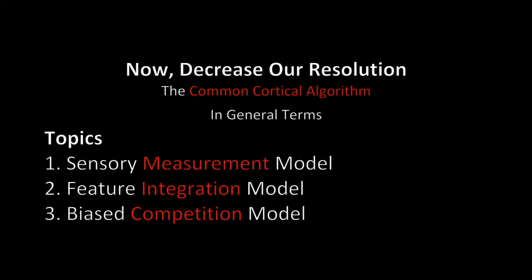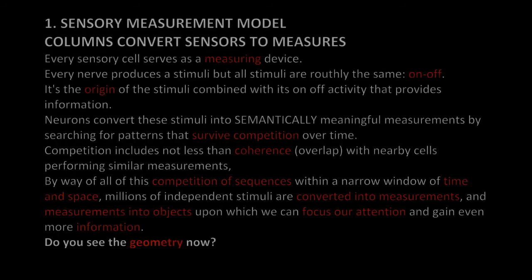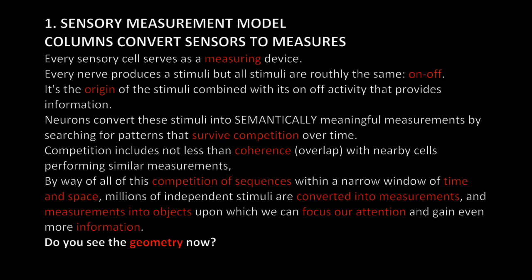Now let's decrease our level of resolution a bit and review the cortical algorithm in more general terms. 1. Columns convert sensors to measures. Every sensory cell serves as a measuring device. Your skin is the most obvious one, the inside of your eyes, taste buds, any of the cells in your hearing. Every sensory cell is an independent measuring device. Every nerve produces a stimulus, but all stimuli are roughly the same. They just go on and off. You might go on and off at different frequencies, but they just go on and off.